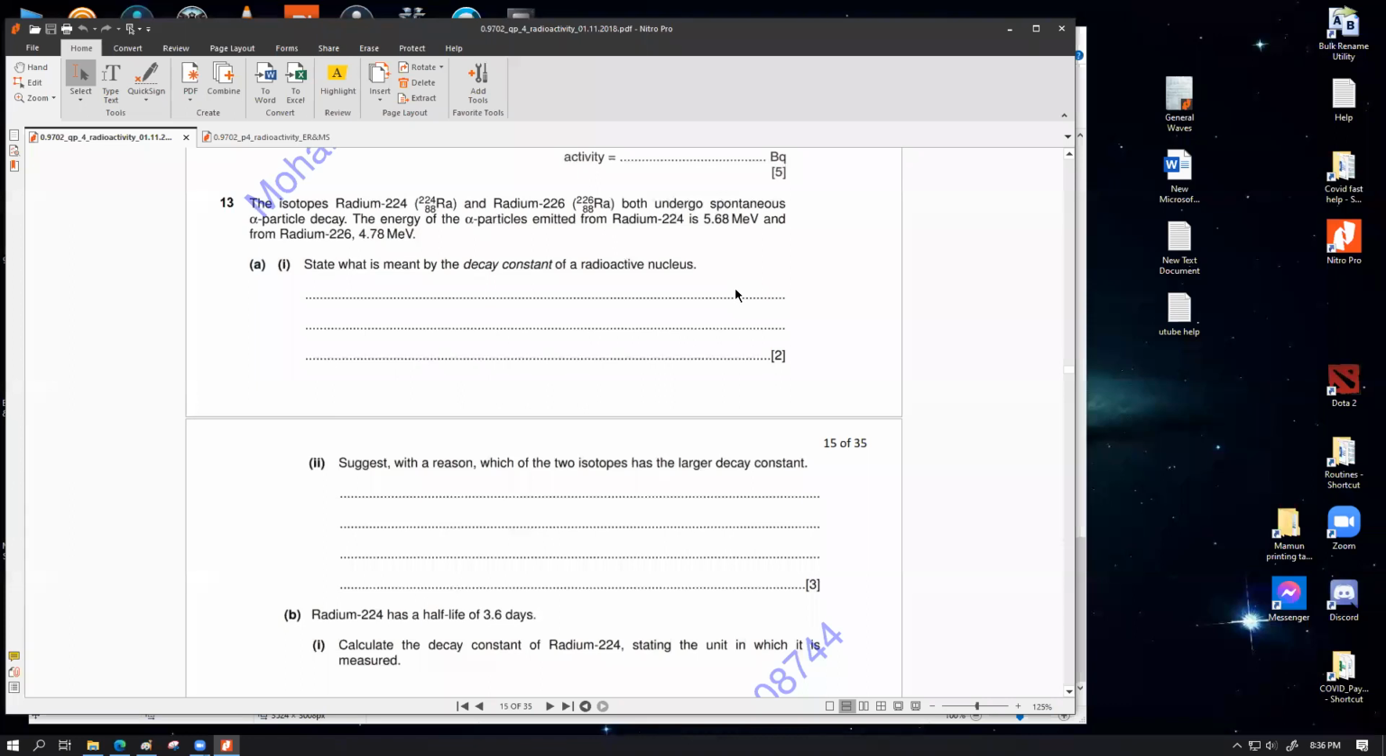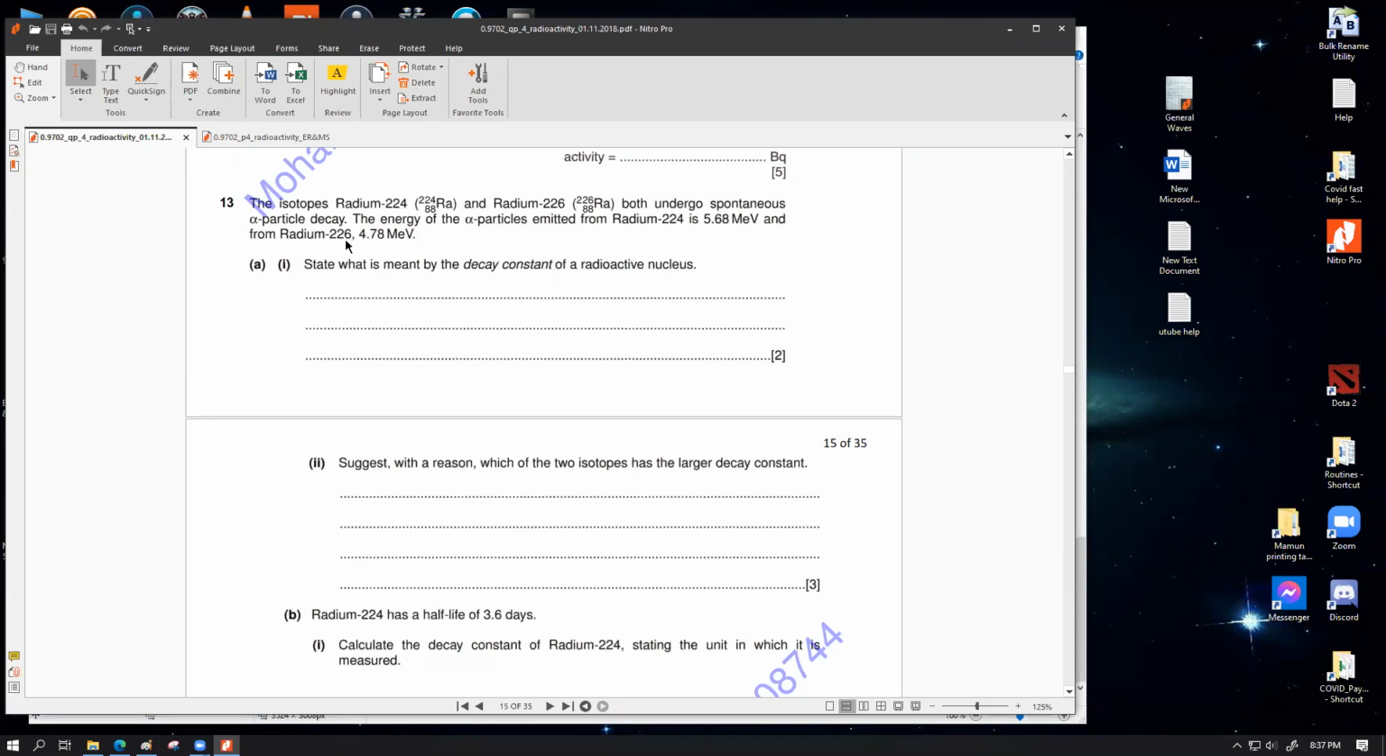So between these two particles, radium-224 emits an alpha particle with 5.68 megaelectron volt. Try to understand, for both of the cases, you are losing exactly the equal number of nucleons. You are losing 4 nucleons. For radium-224, the amount of reduced energy is more compared to the amount of energy reduced for 226. বুঝতেছো? Radium-224 is emitting an alpha particle with an energy of 5.68 megaelectron volt. So this is losing a bigger amount of energy from the emission of one alpha particle compared to radium-226.